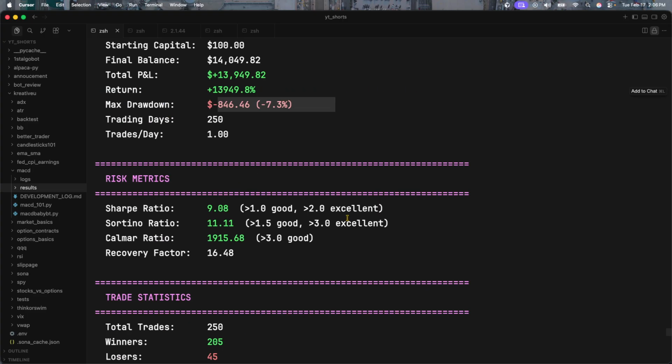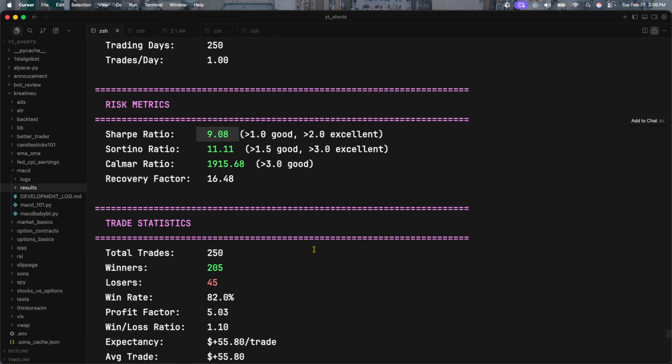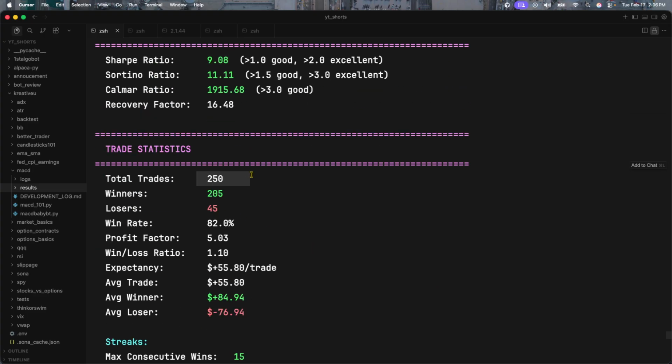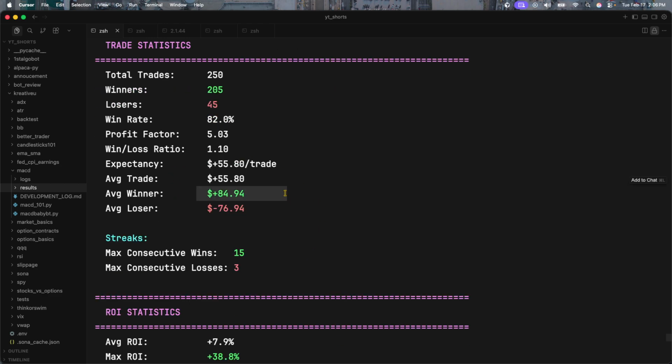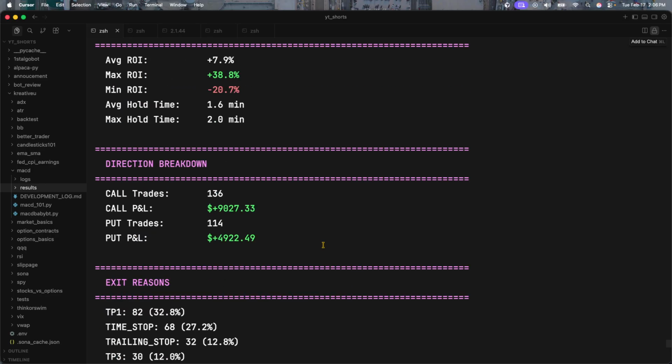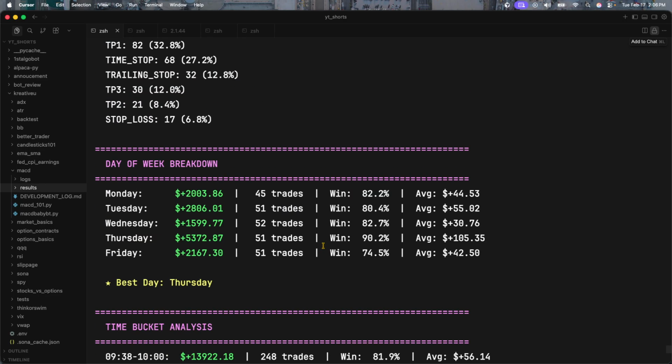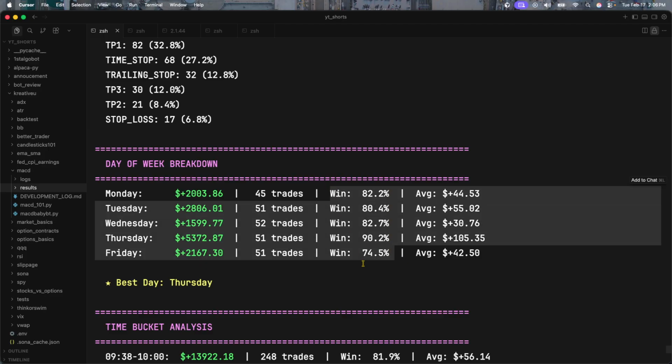Okay, drawdown is a little bit less. Sharpe ratio is 9. Out of 250 trades, the strategy was able to win 205, so that's 82%. Profit factor is 5.03. This is 2023. Average winner was 84.94. Average loser was 76.94. I mean, this strategy is doing quite well, if I may say so myself. Only day that was losing is under 80% is Fridays now, but every day is comfortably over 72%, we can say.